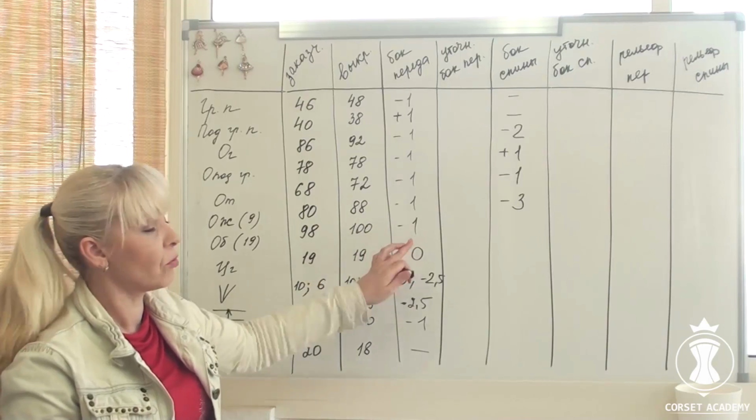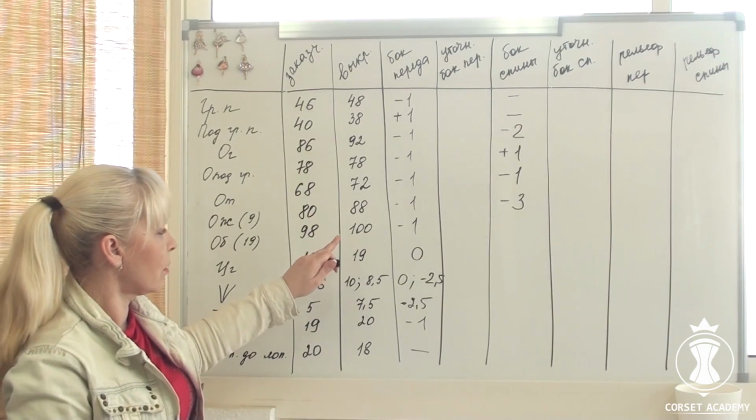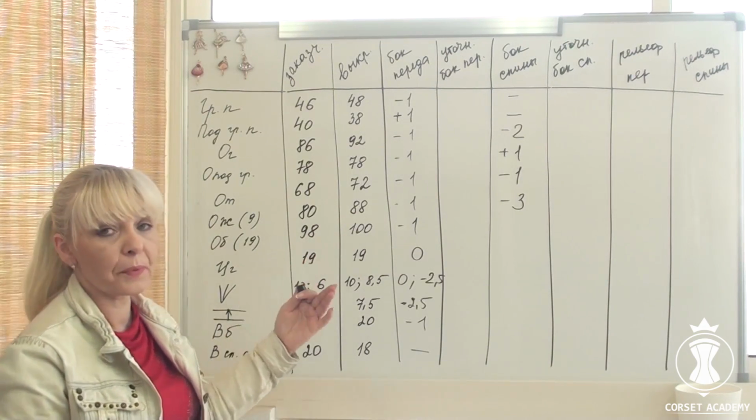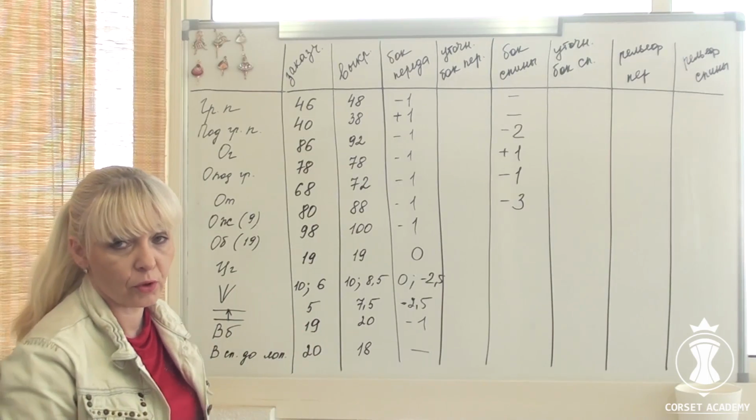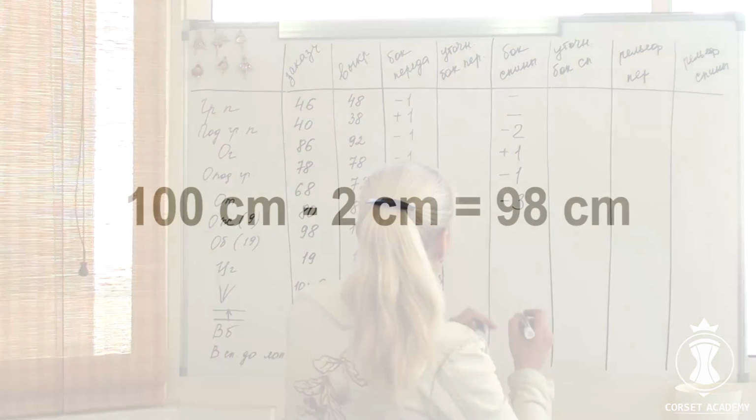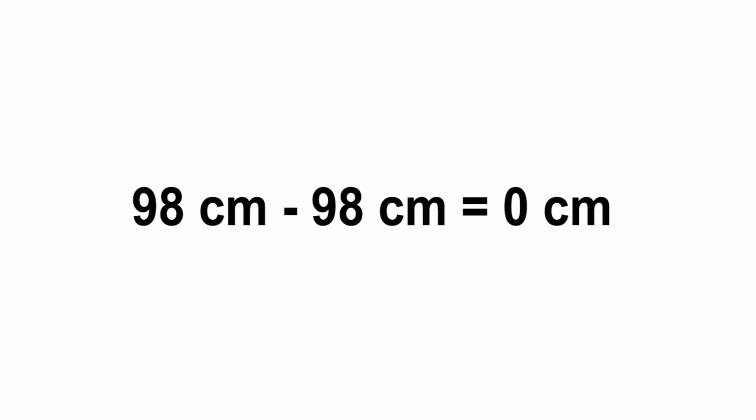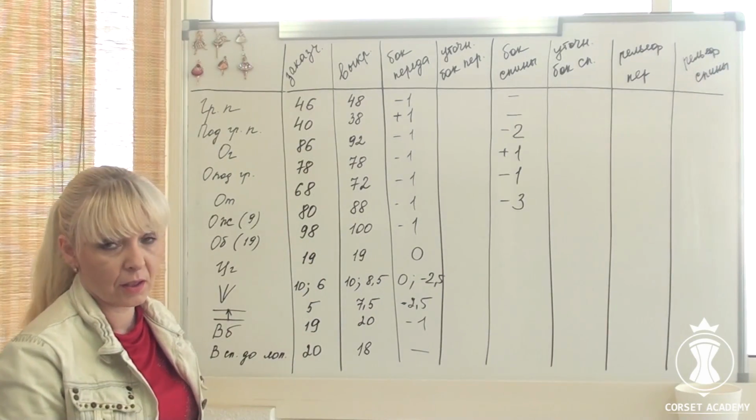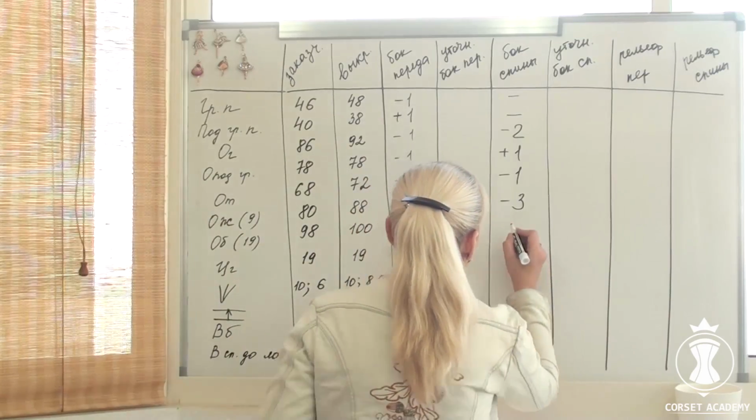Hip circumference is 98 centimeters on the client and 100 centimeters on the pattern. But I have already adjusted the pattern down by 1 centimeter from either side, i.e. a total of 2 centimeters. 100 centimeters minus 2 centimeters equals 98 centimeters. 98 centimeters minus 98 centimeters equals 0 centimeters. It follows that the pattern meets my client's measurement in the hips. I write a 0 in the table.